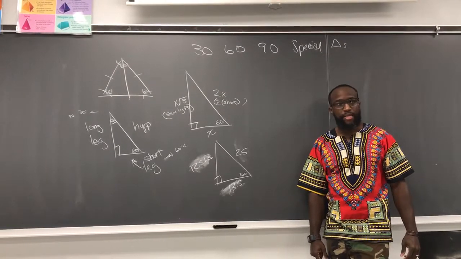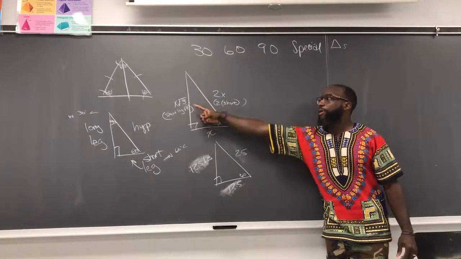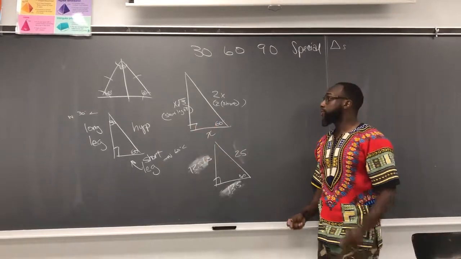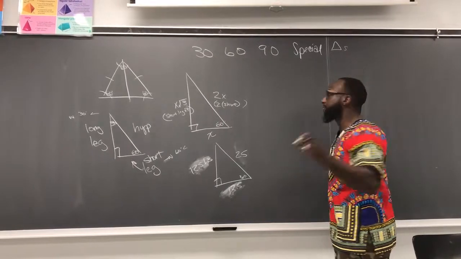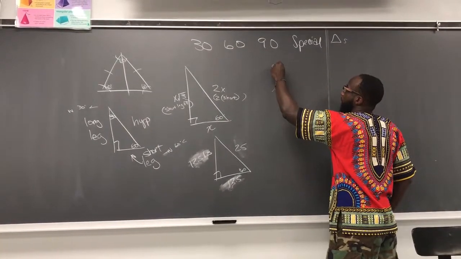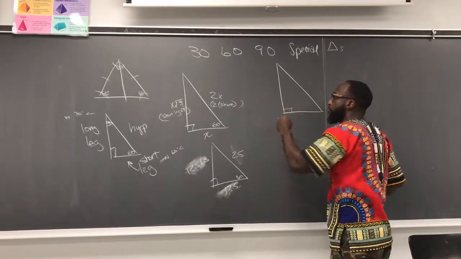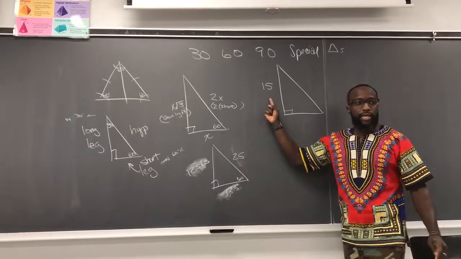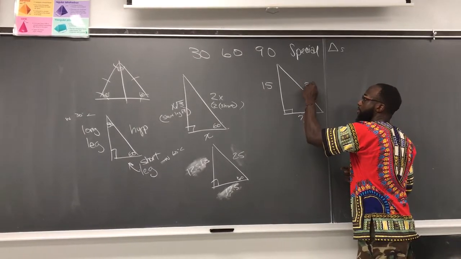That's it. But it gets interesting when we make this a whole number. Let's make it nice first. What if we got the special right triangle and we make the long leg 15? If this is 15, how will we find the short leg and the hypotenuse?